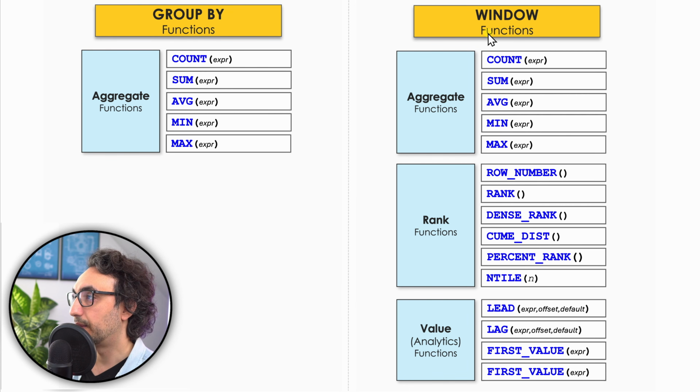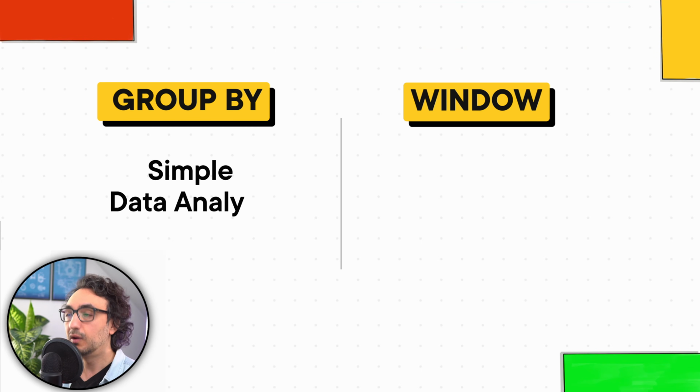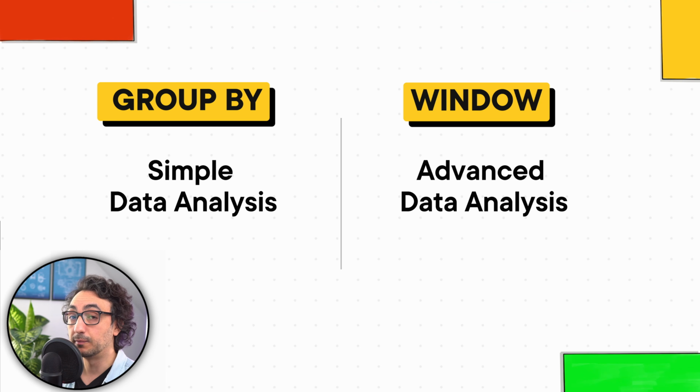So that means in the SQL window, we have a lot of functions. We can cover a lot of analytical use cases and advanced complex stuff. But with GROUP BY, we have only the aggregate functions, only for simple use cases. So this is another difference between GROUP BY and the window. GROUP BY, use it if you have simple analysis, simple aggregations. Window functions, we're going to use for more advanced data analysis where we're going to cover a lot of use cases.